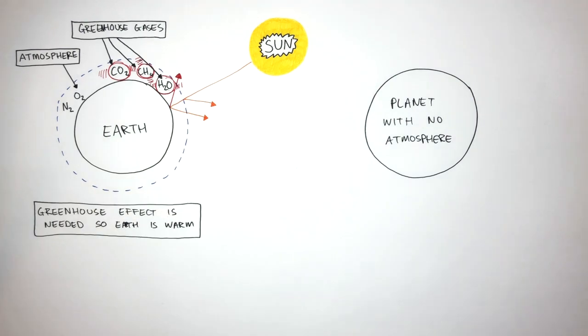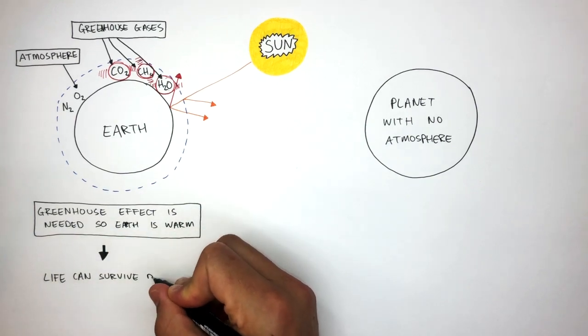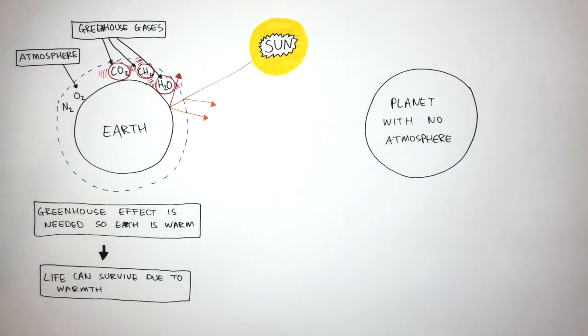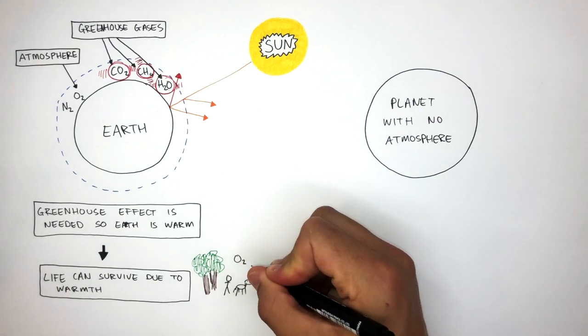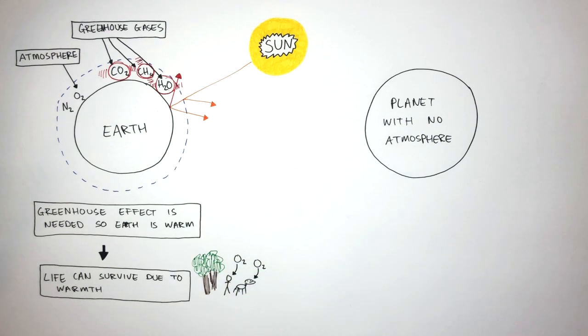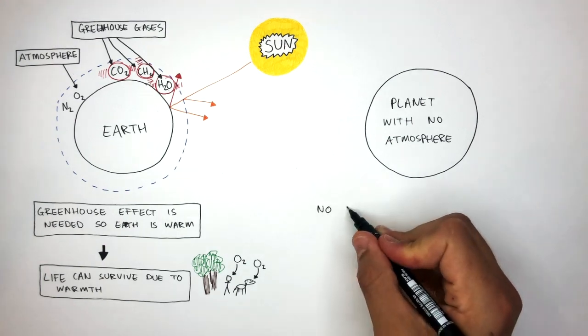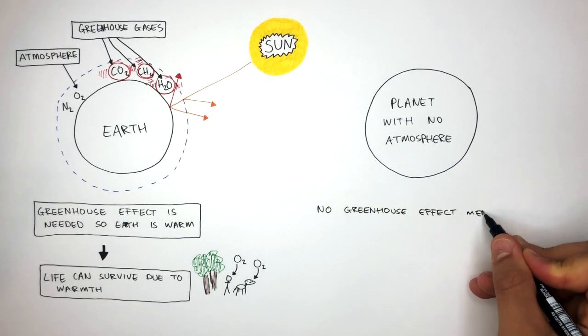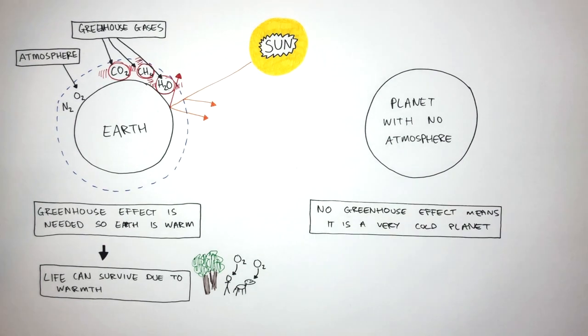The greenhouse effect is very important, as this means life can survive due to the warmth. This allows organisms such as trees, plants and animals to thrive and flourish, where they also use the oxygen to respire. Whereas the planet on the right has no atmosphere, so there are no gases, which means there is no greenhouse effect, so it is a very cold planet.